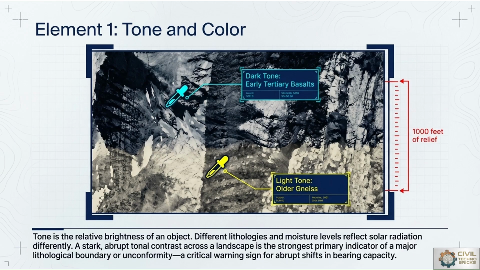So tone is the relative brightness of an object. Different lithologies, topographical conditions and moisture levels reflect solar radiation differently. A stark, abrupt tonal contrast across a landscape is the strongest primary indicator of a major lithological boundary, or we can say an unconformity, which is a critical warning sign for abrupt shifts in bearing capacity.